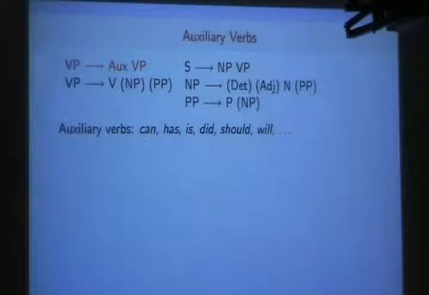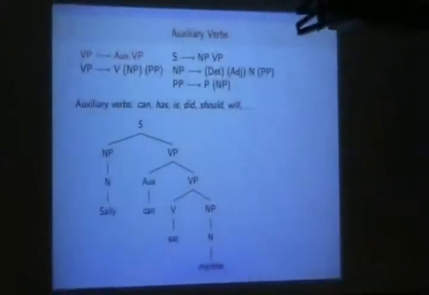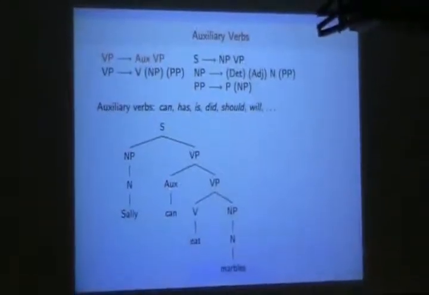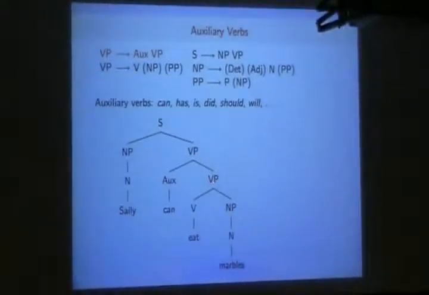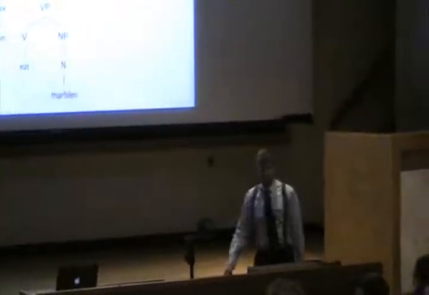And here's some examples. Can, has, is, did, should, will. These are all verbs that belong to this specialized class. And here's an example of one of them deployed in a sentence. Sally can eat marbles. So here we've got one of these verbs, I'll call it an auxiliary or an aux for short, followed by a regular old garden variety VP, eat marbles. So I've warned you now about durian, and I hope this will warn you about Sally. Okay. So here's our second rule, the second way a verb phrase can look.